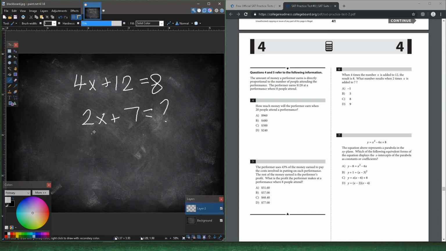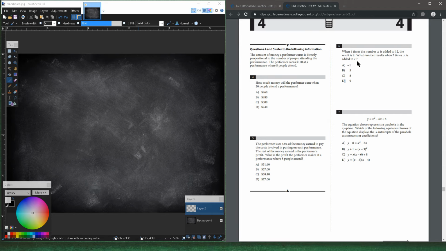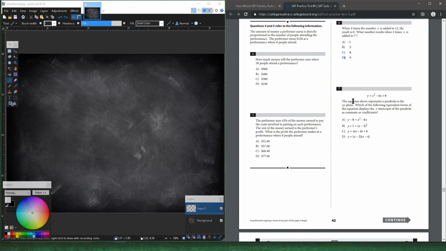So 8 minus 12 is negative 4. So x is equal to negative 1. So negative 1 times 2 is negative 2. Negative 2 plus 7 equals 5. So the answer is 5. So the answer is B. This is just a basic word equation problem. They just put it in word form to make it more difficult, just so you have to read more. So the only reason you get this wrong is that you might have misread it.